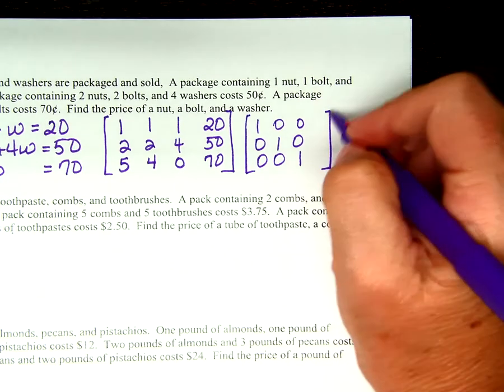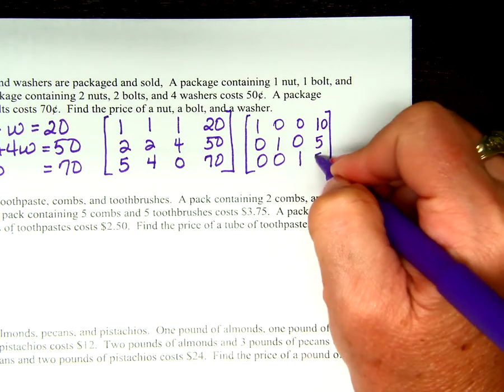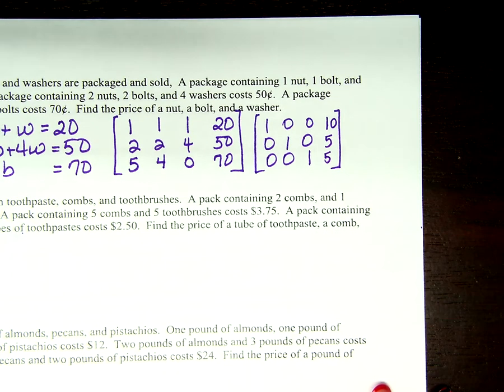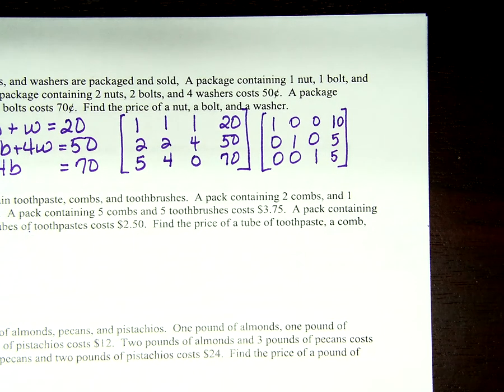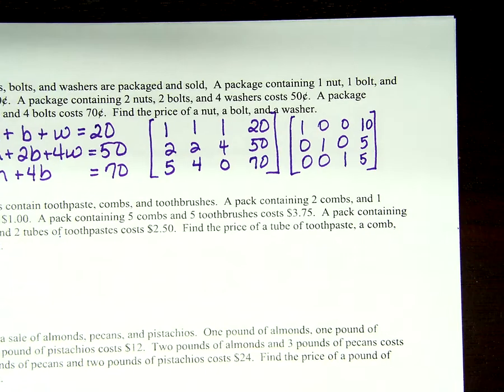Okay, this is what my matrix looks like. Does yours look the same? So 1, 1, 1, 20, 2, 2, 4, 50, 5, 4, oh, 70. You're fine. Just fix it. You know how to fix it real quick? Go here, up, up, and then just press enter. And then you just have to go change that to 70. Now, how do I write my answer?